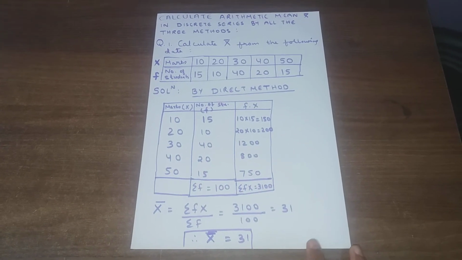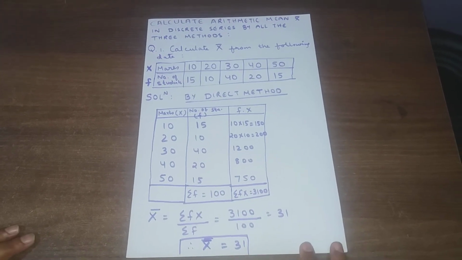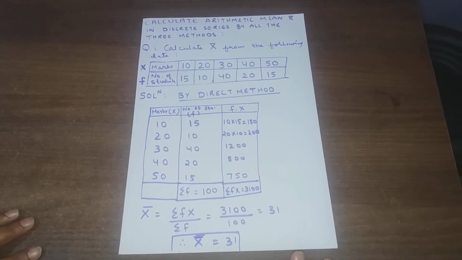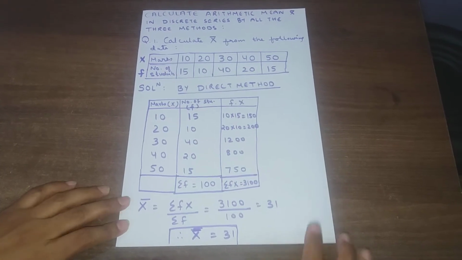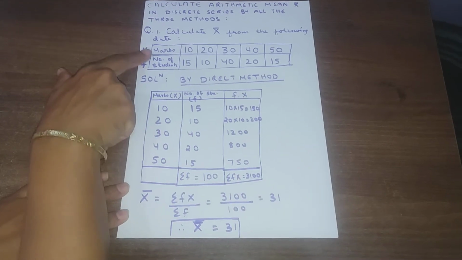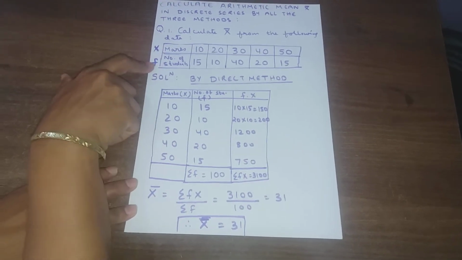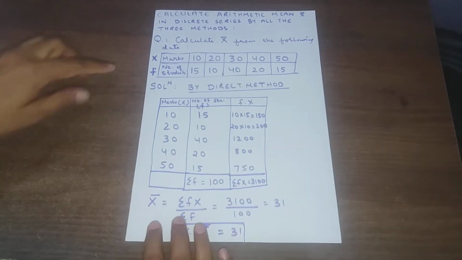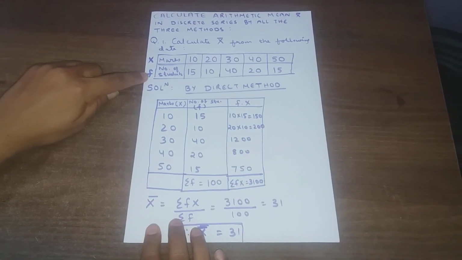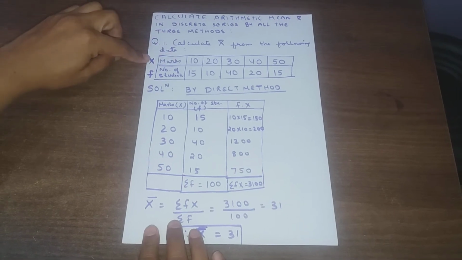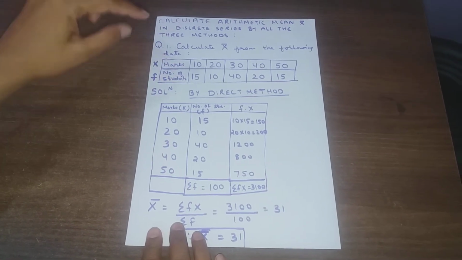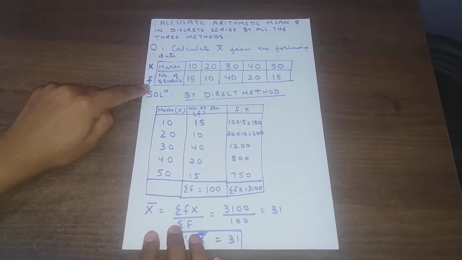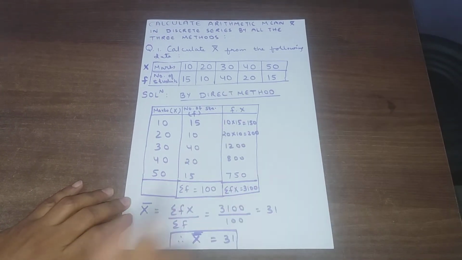Good morning, children. Let us learn how to find arithmetic mean x bar in discrete series by all the three methods. Here, the data which is given to you is in discrete form, where there are no classes in x. It means it is discrete data and it has f also. So, marks are actually x and the number of students, whatever the number of things are that we consider, is f, frequency. Now, by direct method, how will you solve it?